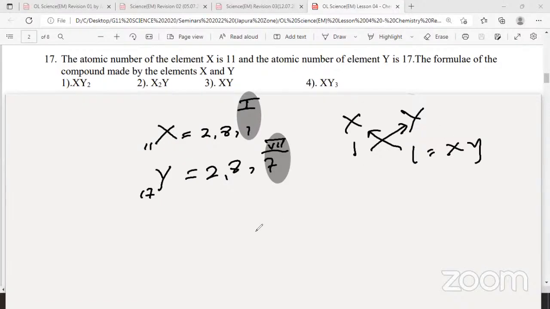Now, actually, what is the real symbol here? That is sodium chloride. Atomic number 11 is sodium. Atomic number 17 is chlorine. The real formula, if you use the real symbol, that will be NaCl.